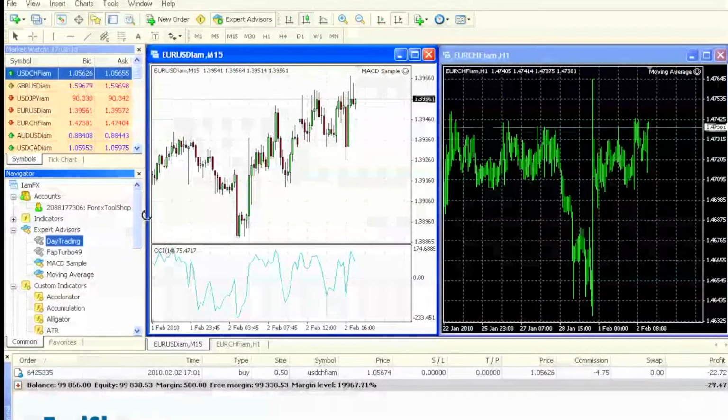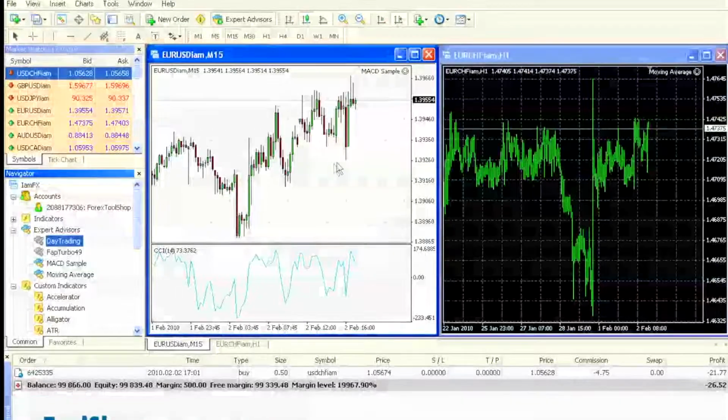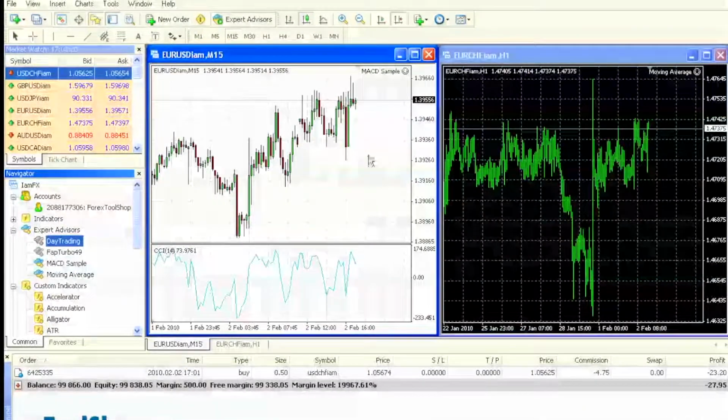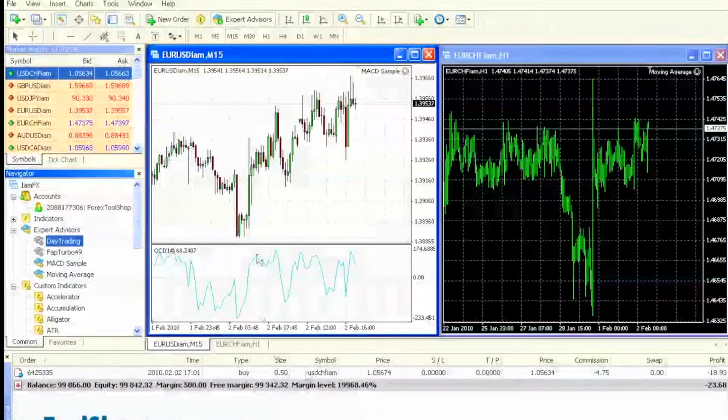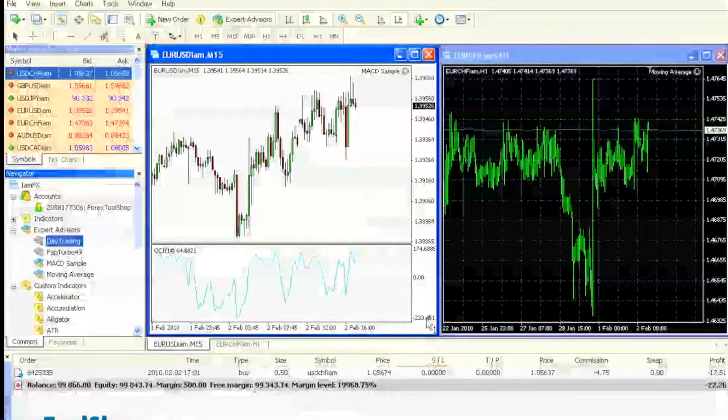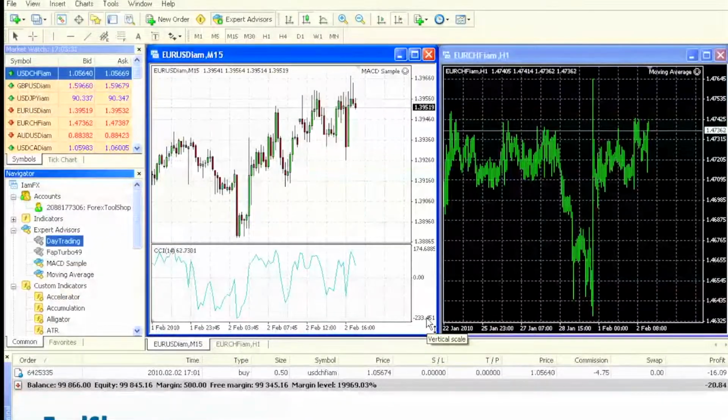So then you just drag, you drop it on the chart, and it begins to scan the market. When it reaches those certain parameters, it's going to place a trade. So it'll automatically put the order on, and you won't have to do a single thing. That's one of the highlights of the MetaTrader platform.